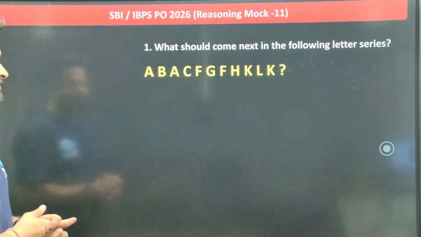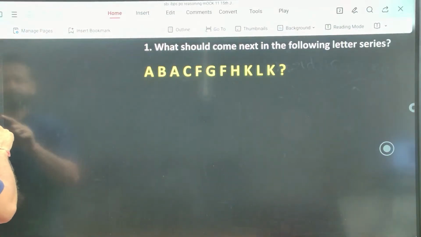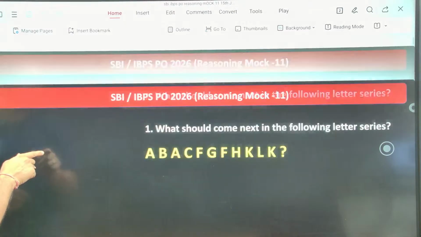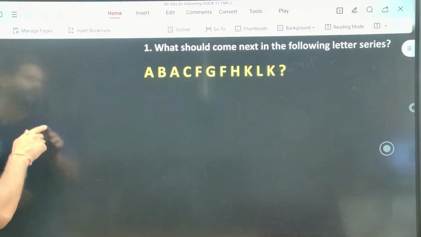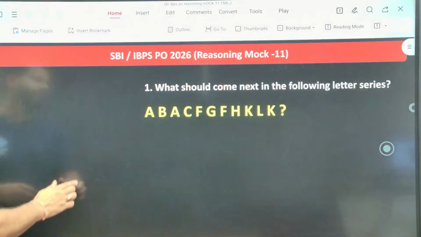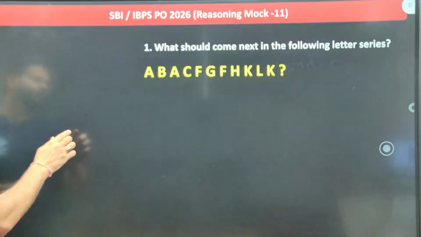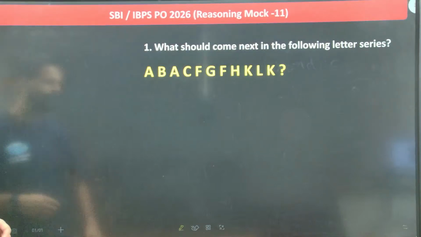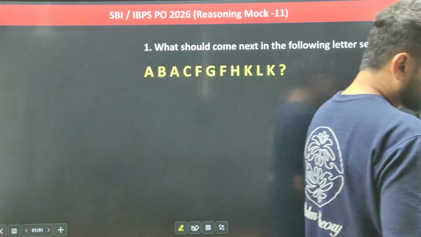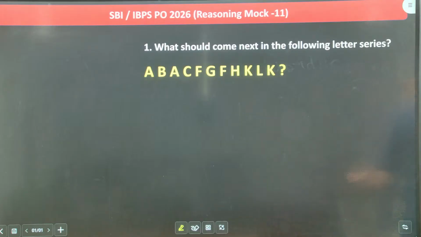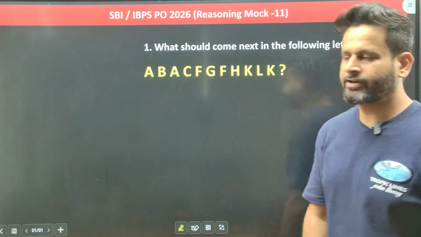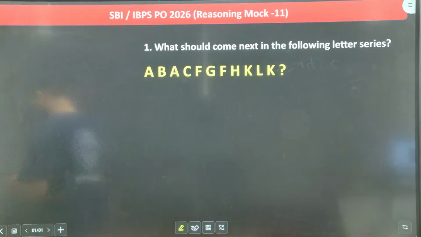Moving forward with the very first question, starting with alphabet test. Few questions of alphabet test, alphanumeric series we have, and syllogism and sitting arrangement puzzle. This is what we are going to study in today's class. Check this out. A small series of alphabets is given to you. What will come in place of the question mark?